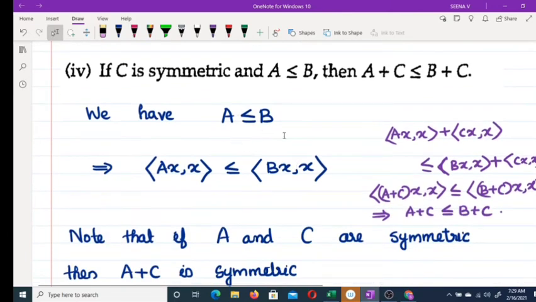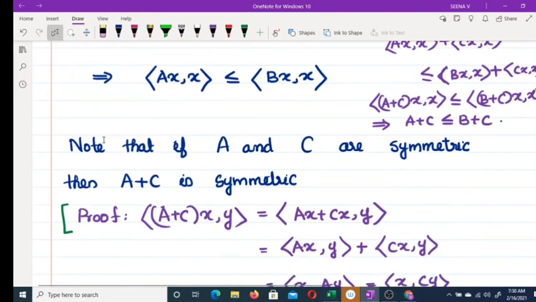So A less than or equal to B implies we have inner product AXX less than or equal to inner product BXX. So to prove A plus C less than or equal to B plus C, what do we have to prove? It is enough to prove that inner product A plus C XX is less than or equal to inner product B plus C XX. Or you can use another method also.